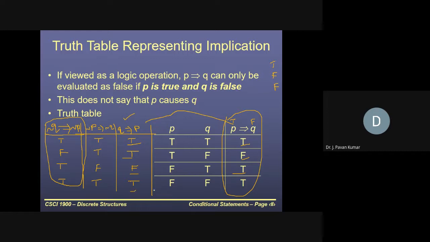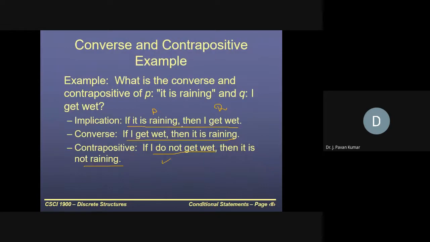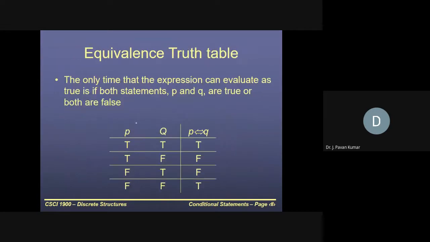Next, false here, false here, then the resultant is true. So this is the truth table for P bi-implies Q.